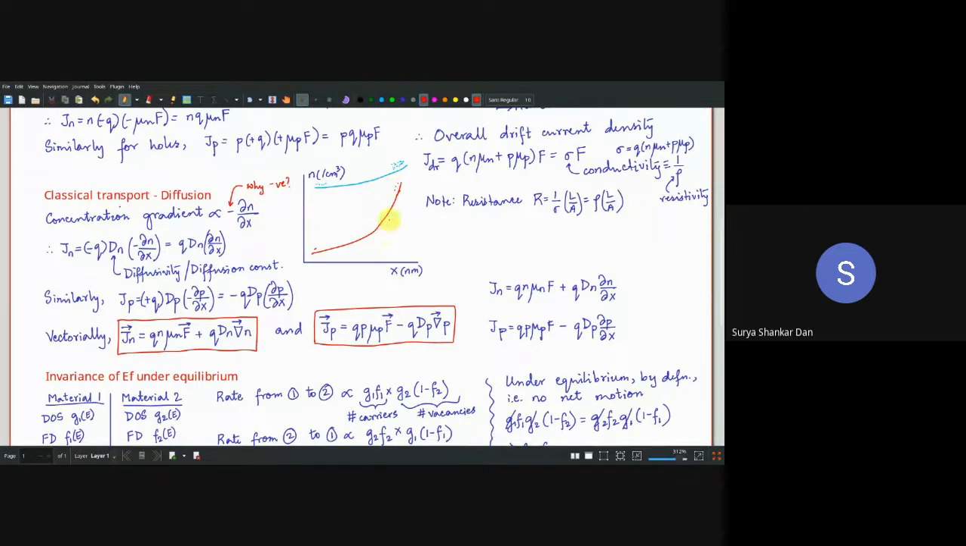Which of these will give you more current? The red one. Huh? The red one. Why? But gradient. Yes, इसका gradient ज्यादा है. समझ में आ रहा है ना दोनों difference का? ध्यान से समझ रहे हैं इस बात को.